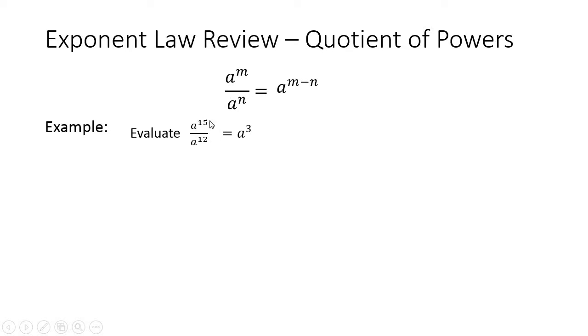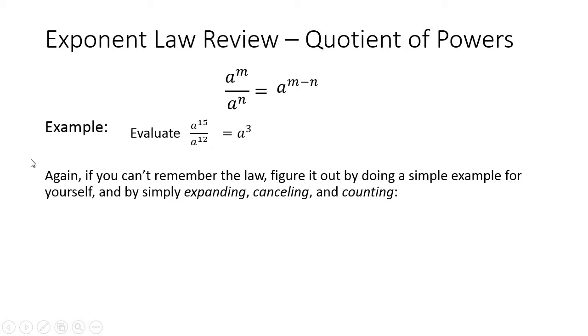Or if you had 15 on the bottom, 12 on the top, you can just take the bigger number, 15, on the bottom minus 12 on the top, and you're left with 3 on the bottom. So 1 on the top and a to the 3 on the bottom.